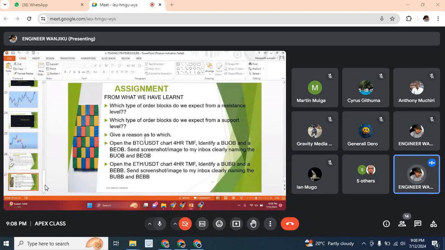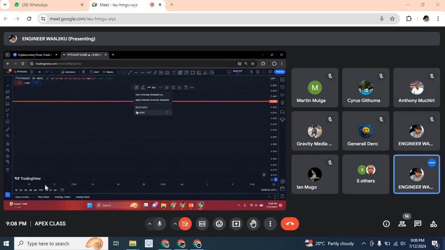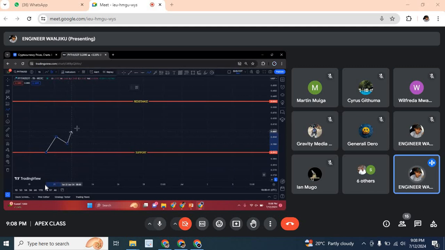Yes, you have actually described it very well, but let me just refresh you guys again. So we have our resistance level maybe at this point, then we have our support level down here. Just to remind you that the way we described the resistance level, we say that it is the level at which you expect to experience a selling pressure.